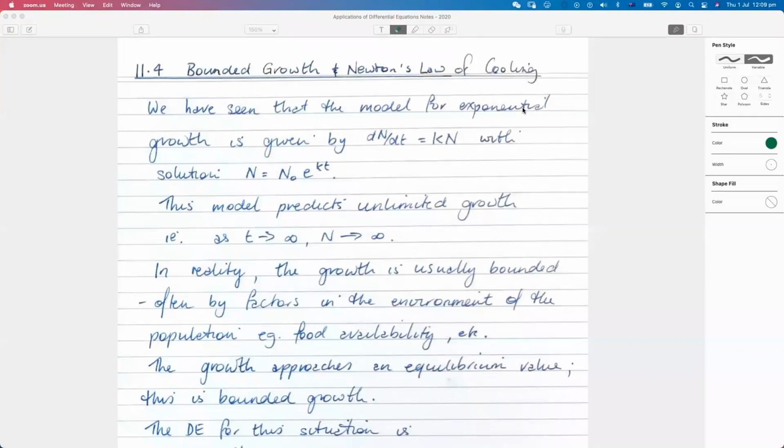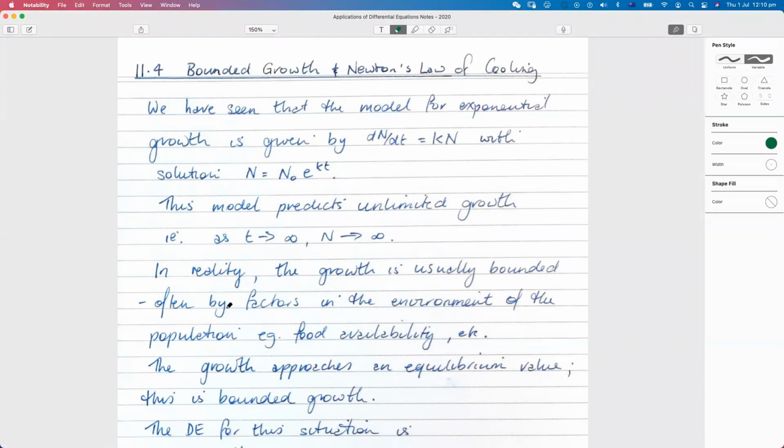Hi guys, in this lesson I'm going to look at 11.4, the first half section, bounded growth. From previous sessions, we know that the model for exponential growth is given by dN/dt equal to kN, with solution N equal to N0, the initial number, times e^(kt). This model predicts unlimited growth, which means as time goes by, your population or anything else goes to infinity. But in reality, it's not the case.